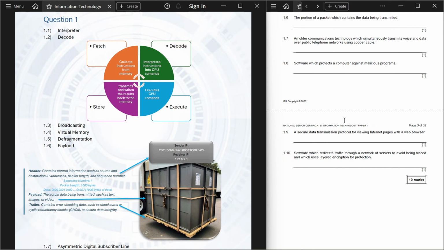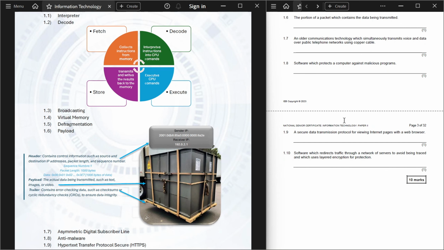1.9. A secure data transmission protocol for viewing internet pages with a web browser. The answer there is HTTPS. The key giveaway there is secure transmission protocol and web browser. 1.10. Software which redirects traffic through a network of servers to avoid being traced and which uses layered encryption for protection. The answer is Tor, the onion router, but VPN is also a valid answer.